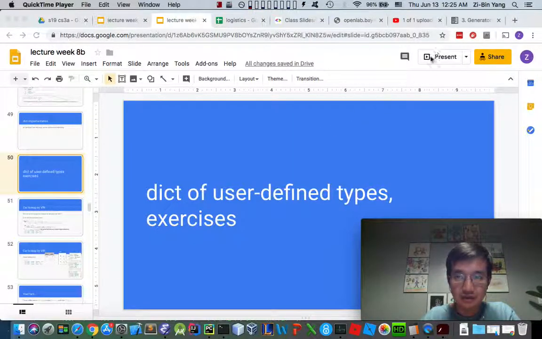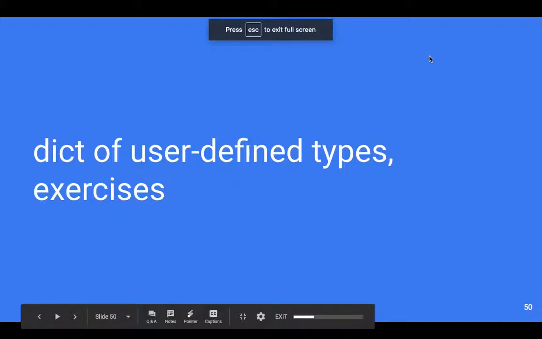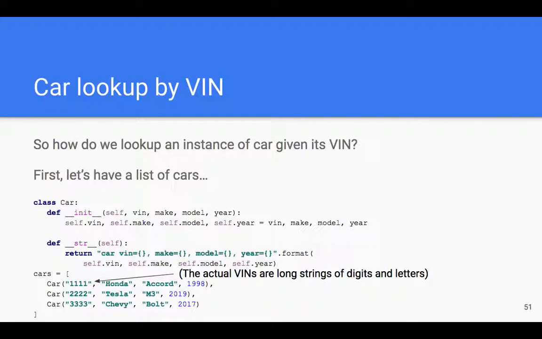Hello, in this video we're going to talk about the dictionary of user-defined types and do some exercises related to dictionaries. If you remember when we introduced the concept of dictionary, the motivation for us is, given maybe a million or more cars, how do we look up a car given its vehicle identification number? Now that we've learned dictionary, let's see how we can solve that problem.